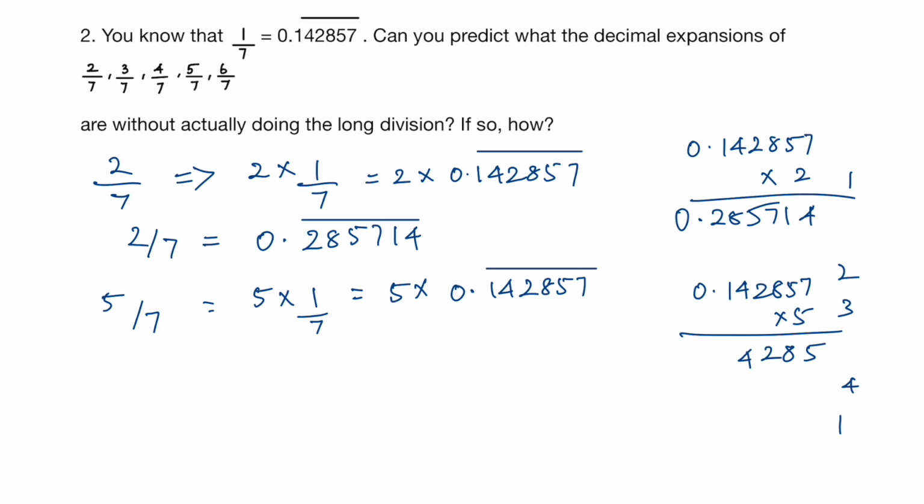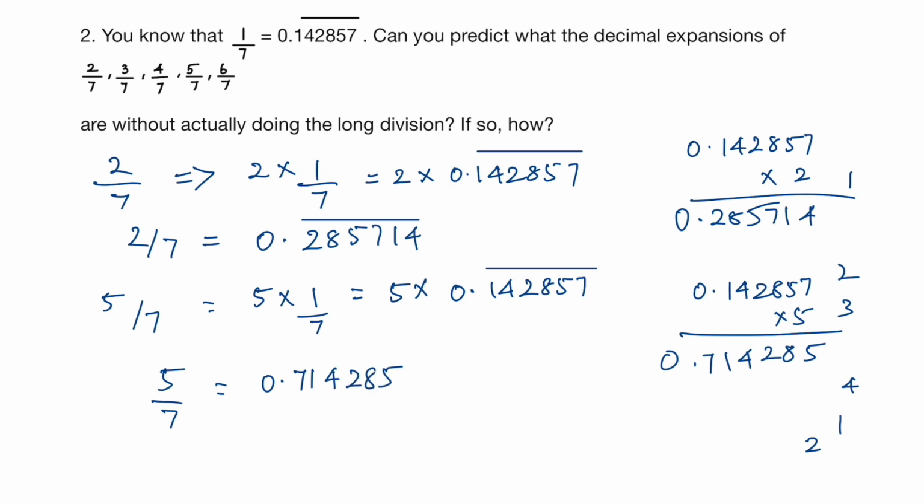and 5 times 4 is 20, 20 plus 1 is 21, that gives you a remainder 2. 5 times 1 is 5, 5 plus 2 is 7, that gives you no remainders, right? 0.714285. Okay, that would be the value of 5 by 7. So 5 by 7 is equal to 0.714285.